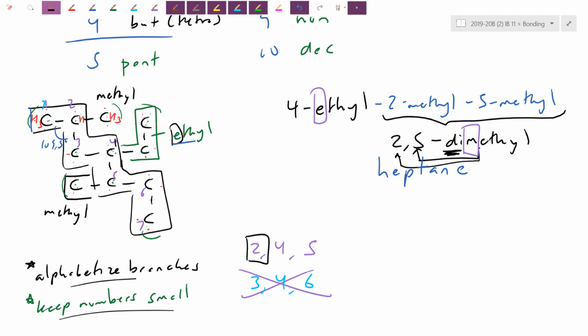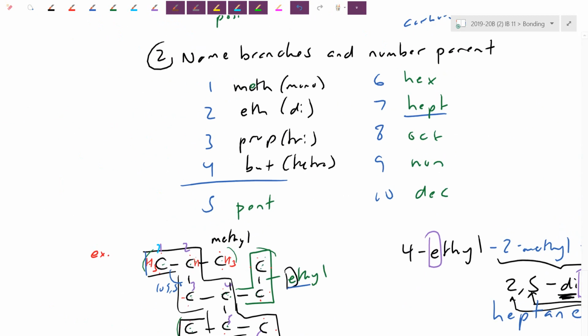As we look at a few other examples, it might help you with that. So far, that's the main way of doing the naming.